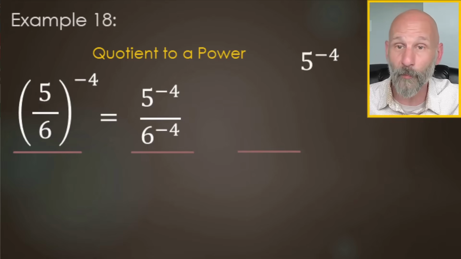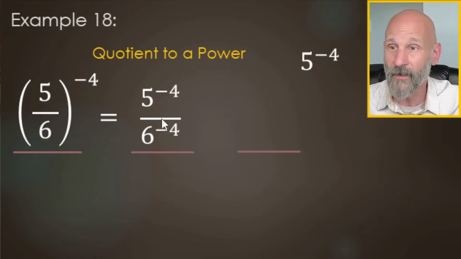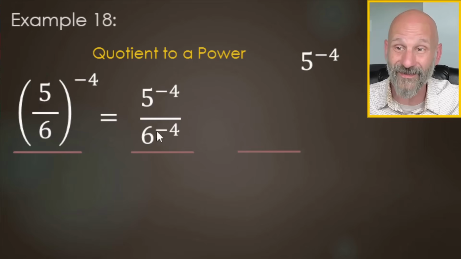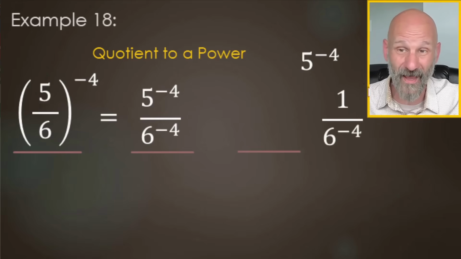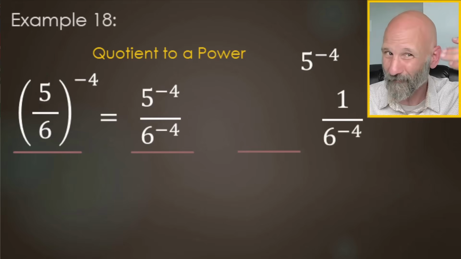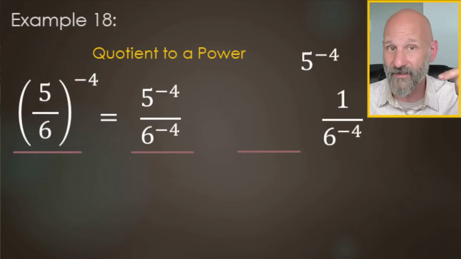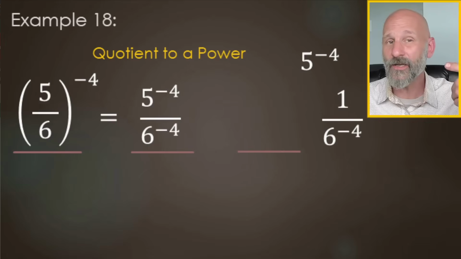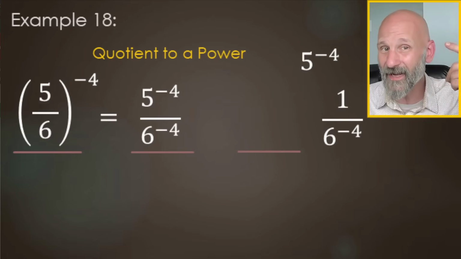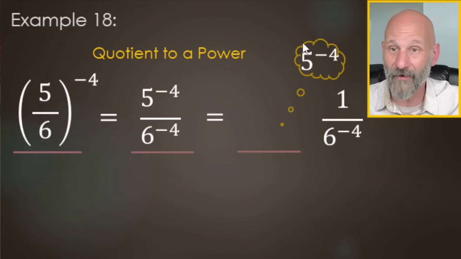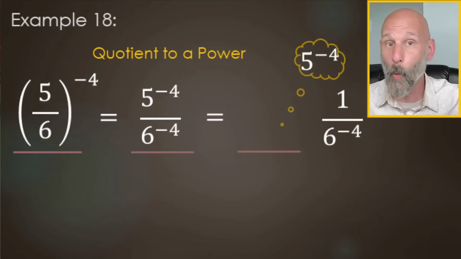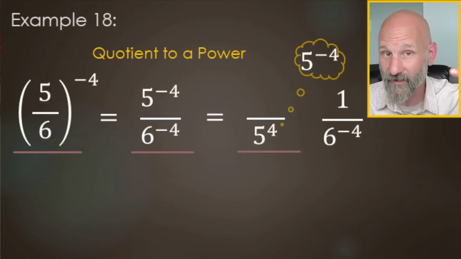So now check it out. We can break this up, right? This 5 to the negative fourth is just 5 to the negative fourth. And then this over 6 to the negative fourth, as a fraction by itself without the 5, is going to be 1 over 6 to the negative fourth. Now we can use our property of negative exponents, okay? So this 5 to the negative fourth, that's going to be 1 over 5 to the positive 4.